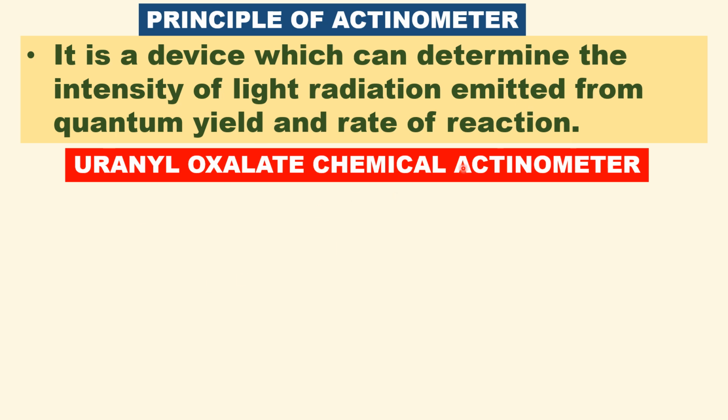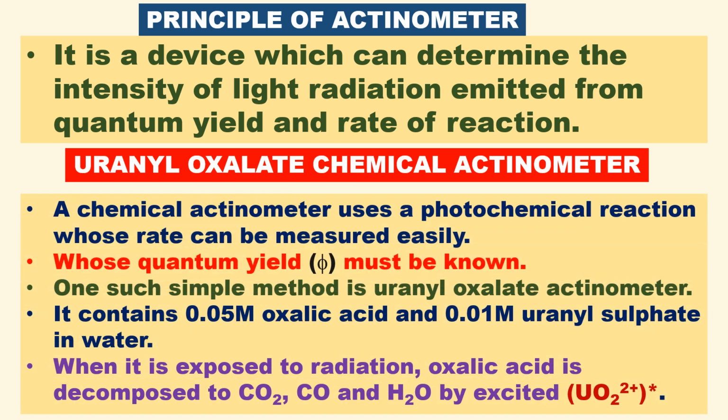Let us see chemical actinometer. For example, uranyl oxalate chemical actinometer. A chemical actinometer uses a photochemical reaction whose rate can be easily measured, and whose quantum yield must also be known. One such simple method is the uranyl oxalate chemical actinometer. It contains 0.05 molar oxalic acid and 0.01 molar uranyl sulfate in water. The solution is taken in a cell.